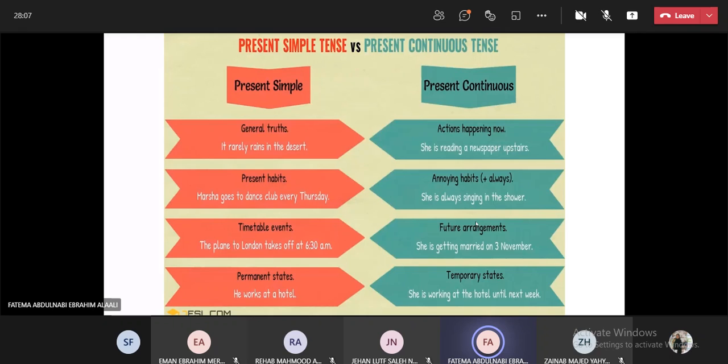So what is the difference between present simple tense and present continuous tense? For present simple, we use general truth, and for present continuous, actions happening now. For present simple, we have present habits, and for present continuous, we have annoying habits, like always. She is always singing, she is always crying. For present simple, we use it for timetable events, and for present continuous, we use it for future arrangement. And for present simple, we have permanent situations, something like always. And for present continuous, we use it for temporary situations.